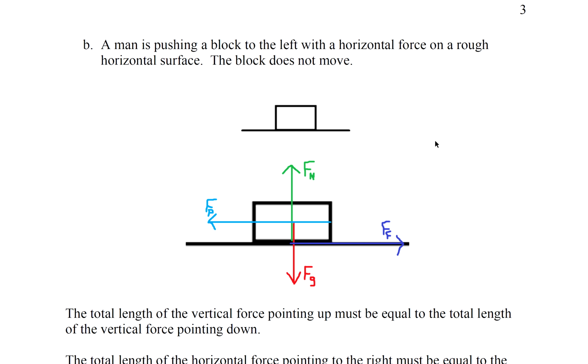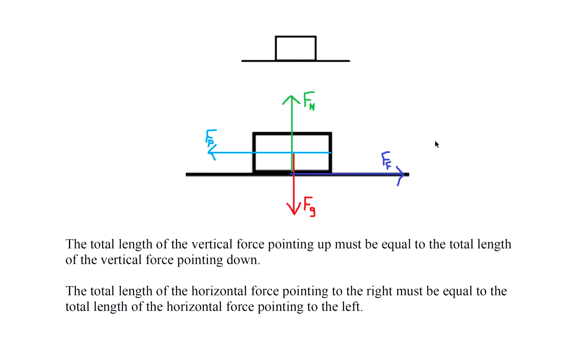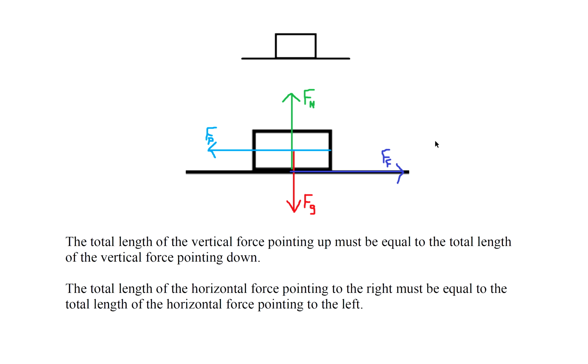Part B. A man is pushing a block to the left with a horizontal force on a rough horizontal surface. The block does not move. So the block doesn't move. So sigma F equals ma. The total forces on the object equals the mass times the acceleration of the object. So if the object has no acceleration, because it's not moving, if ma is 0 on the right side, then sigma F is 0 on the left side.